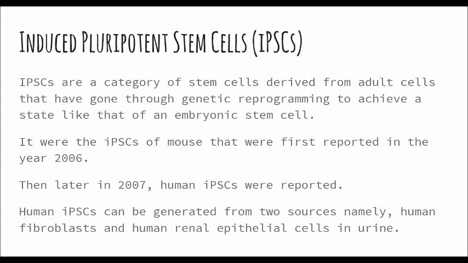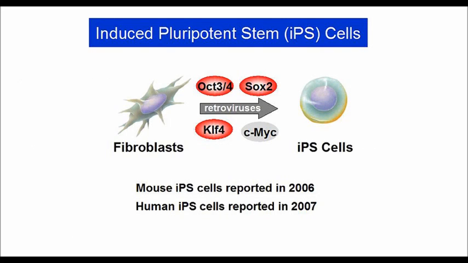Human induced pluripotent stem cells can be generated from two sources, namely human fibroblasts and human renal epithelial cells in urine. So the mouse iPS cells were reported in the year 2006, and later in 2007 human iPS cells were also reported.